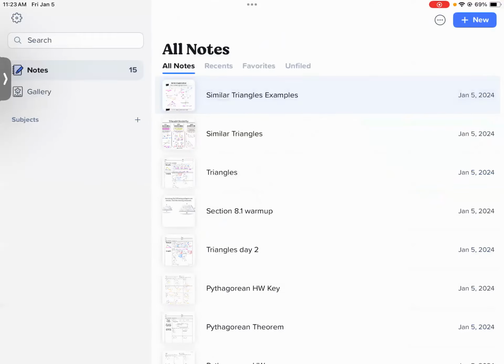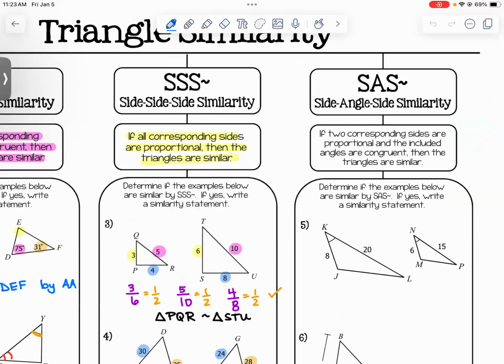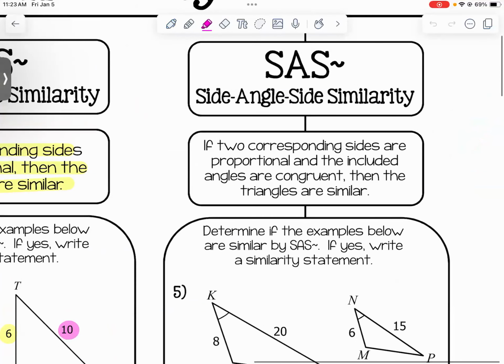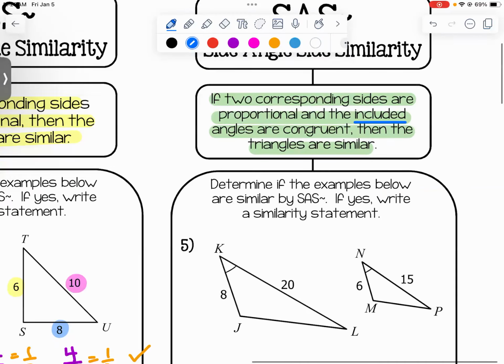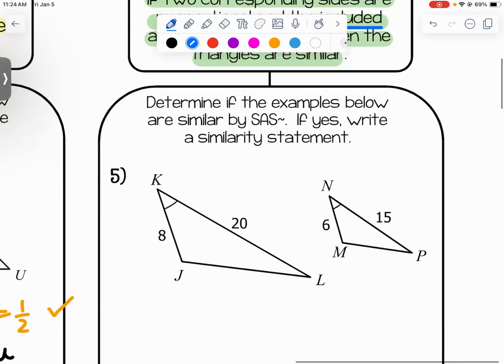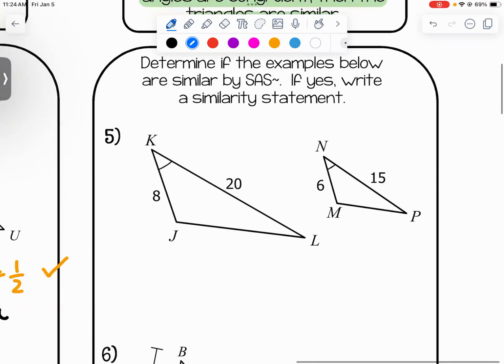Okay. All right, so the last way we can have similarity in triangles is side angle side. We love some good side angle side. So 2 corresponding sides are proportional. And here's the important thing, the included angle. So we're kind of going back to what we were doing at the end of the semester, right? That SAS, that angle has to be in between. If we look at this example right here, notice how we have 2 sides on each, and notice how the angle is in between.